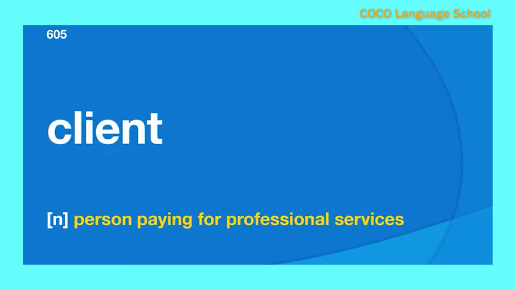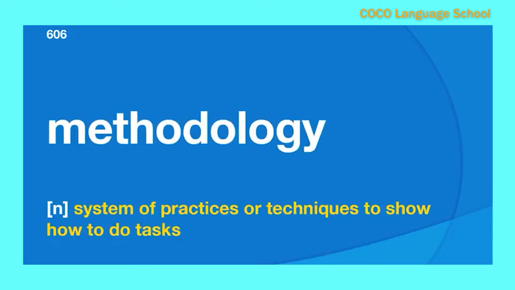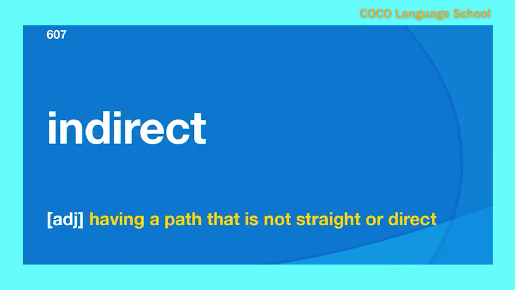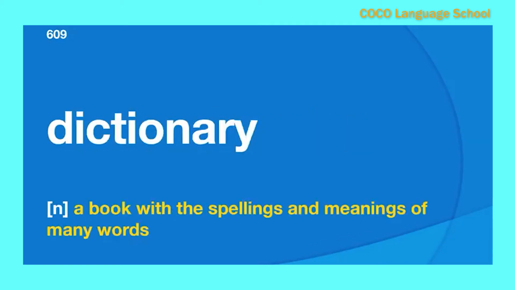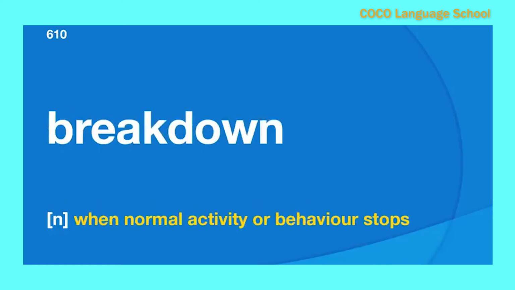Person paying for professional services. Client. System of practices or techniques to show how to do tasks. Methodology. Having a path that is not straight or direct. Indirect. Ability to understand. Comprehension. A book with the spellings and meanings of many words. Dictionary. When normal activity or behavior stops. Breakdown.